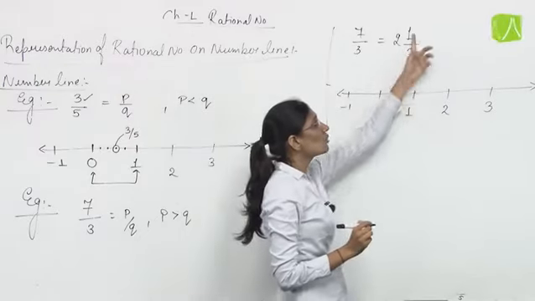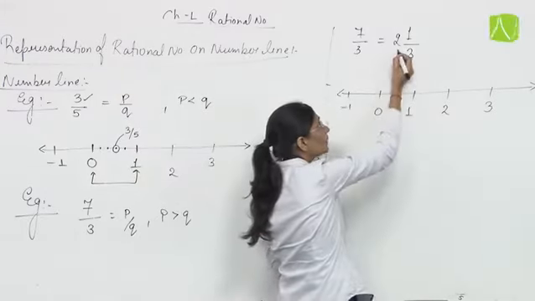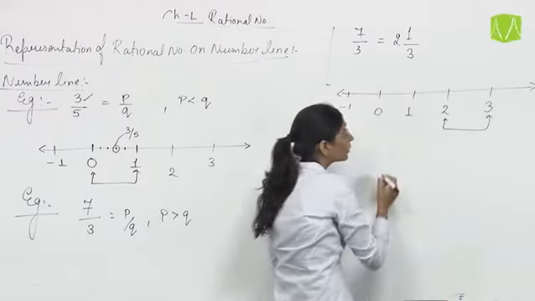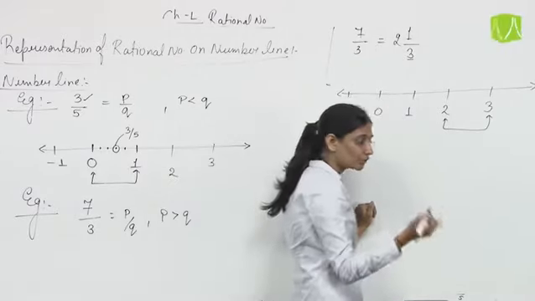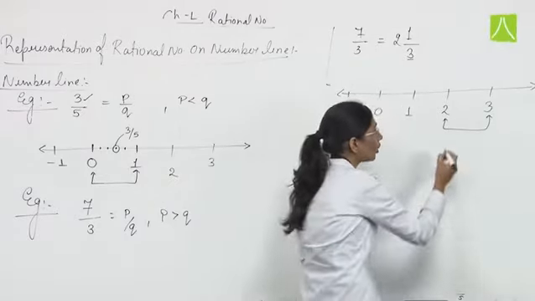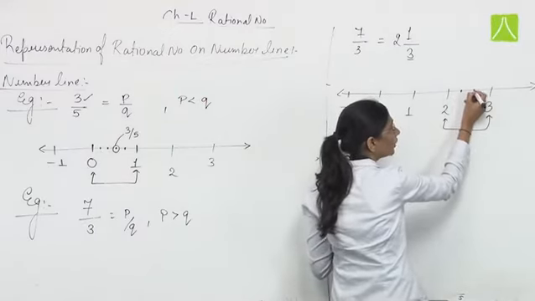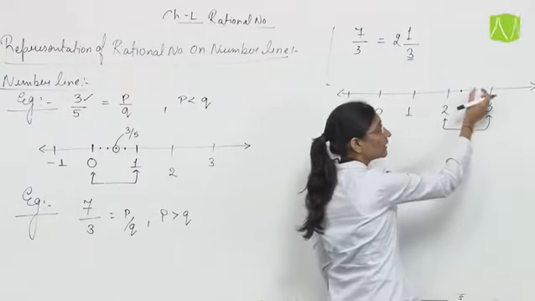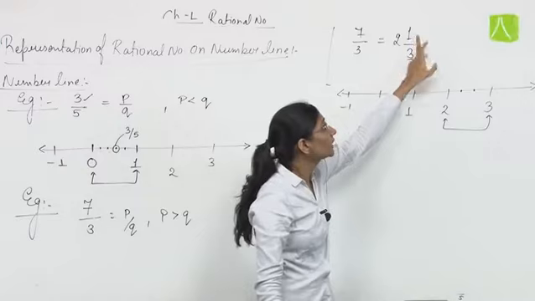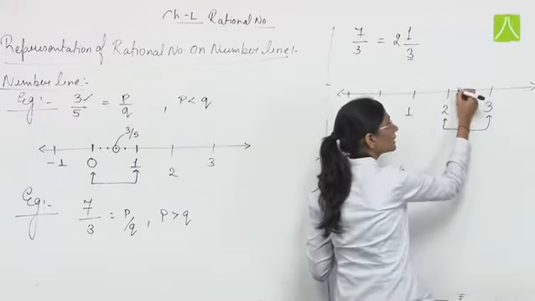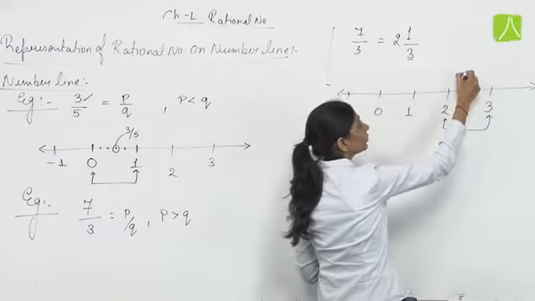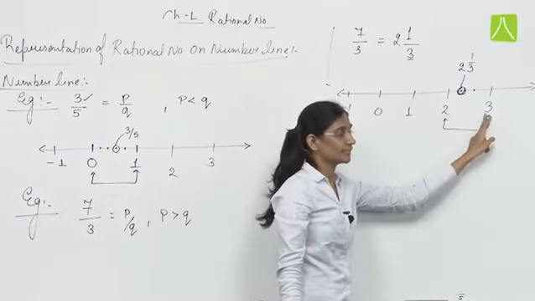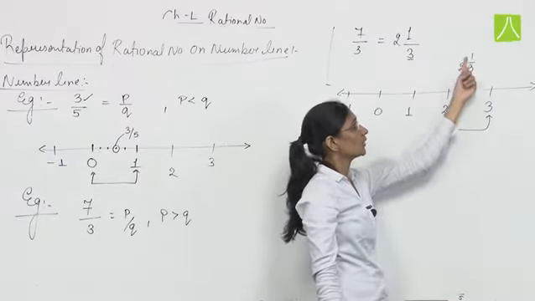We have to represent 2 and 1 by 3 on the number line. The number will lie between 2 and 3. Now the denominator is 3. 3 minus 1 is 2. We have to draw two small lines at equal distances. So from 2 to 3, this section is divided into 3 equal parts. Now the numerator is 1, therefore the first line will represent 2 and 1 by 3 on the number line. The number is greater than 2, less than 3, in between 2 and 3. This is 2 and 1 by 3.